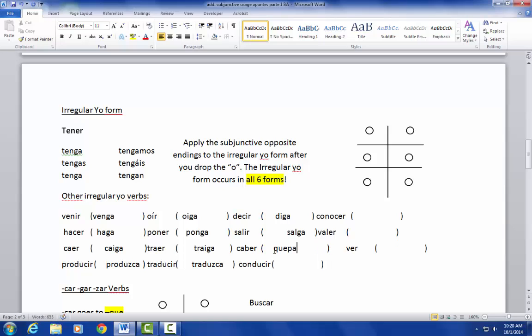You maybe never have seen it before. Quepa with a Q. Conduzca. Conozca. Valga. And vea.